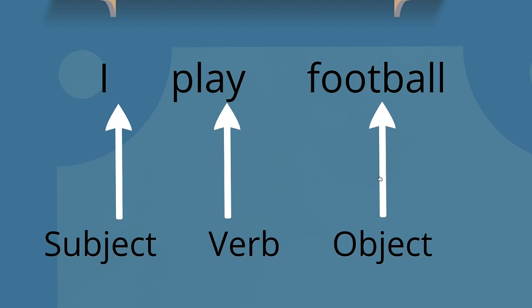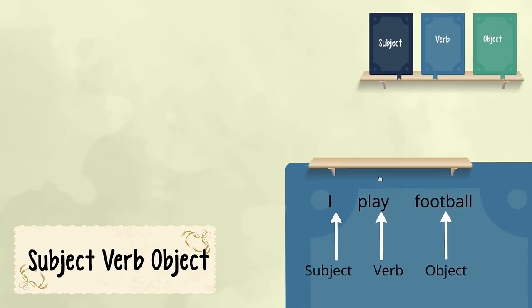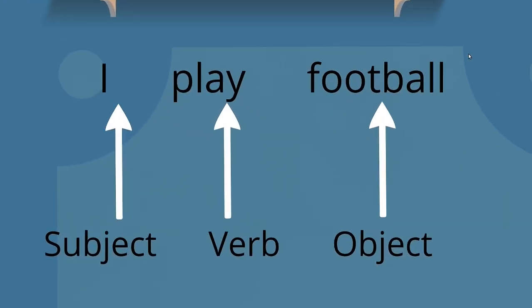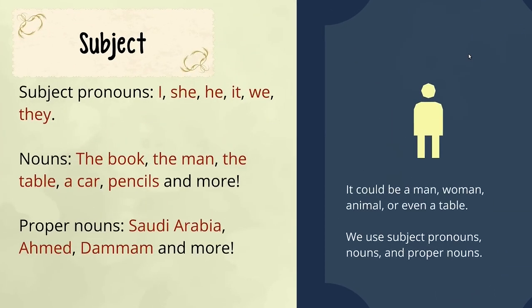So let's head to the subject. So we have here three files, subject verb object. Let's head to the subject file. Okay, this is the subject file. Well, this is the definition, okay? It could be a man or a woman or an animal or even a table, okay?